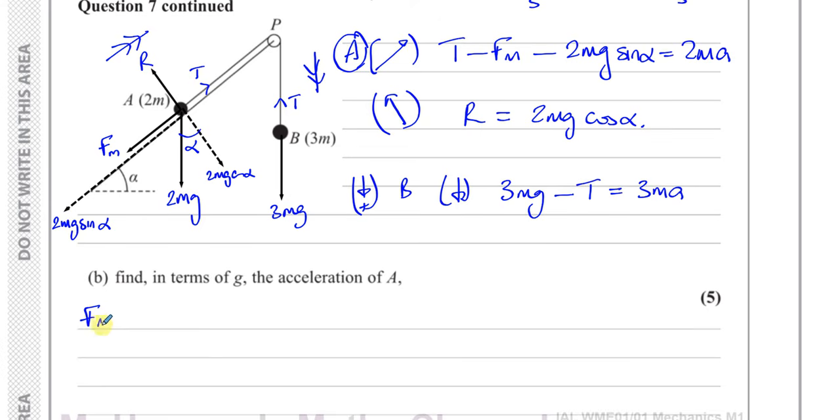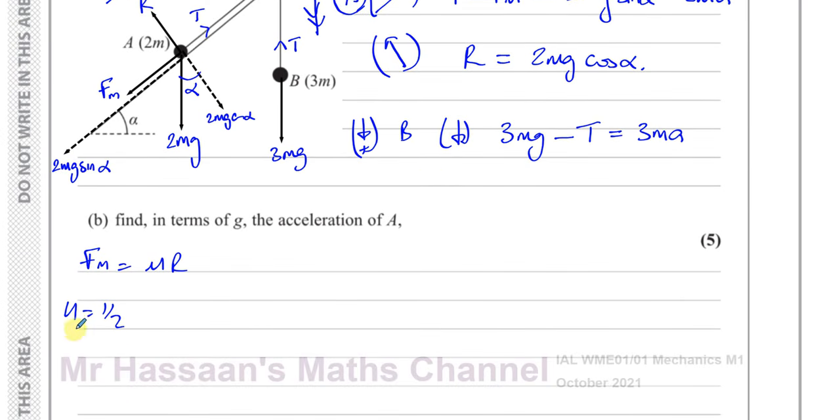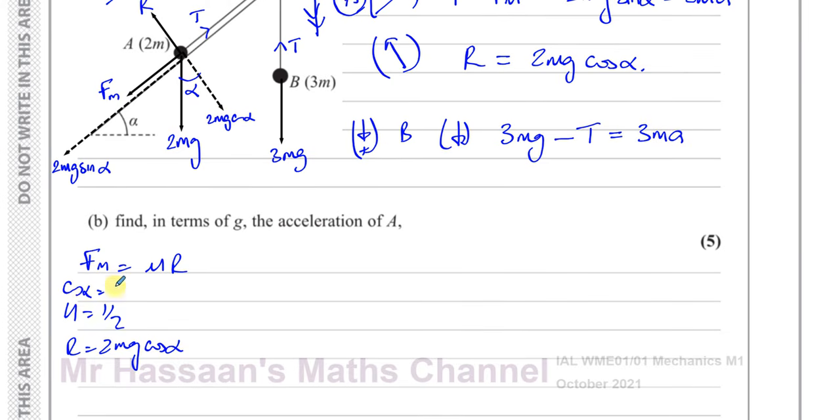First of all, we know F max is equal to mu times R. I know mu is equal to a half, as we said before, and I know that R is equal to 2mg cosine alpha, and I know that cosine alpha is equal to 4 over 5. That's all stuff we deduced earlier. So F max is going to be mu, which is a half, times R, which is 2mg cosine alpha, which is equal to, let me just write it here.